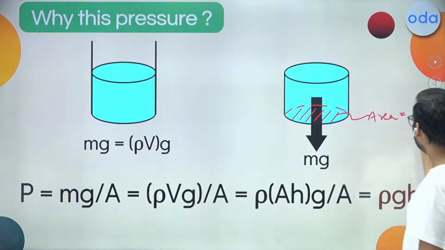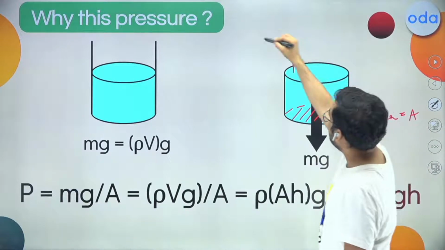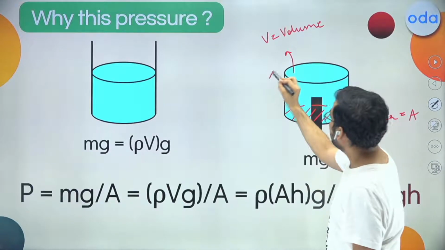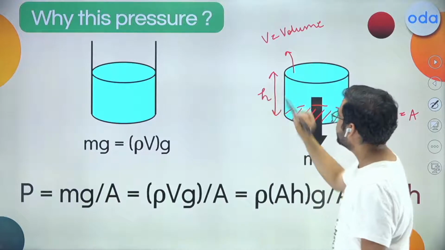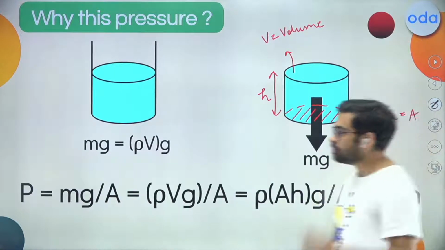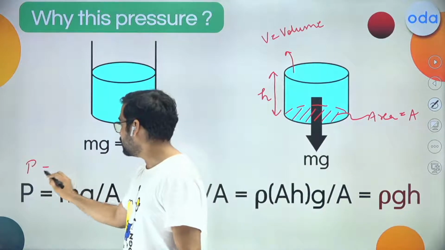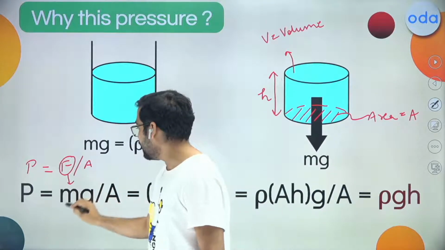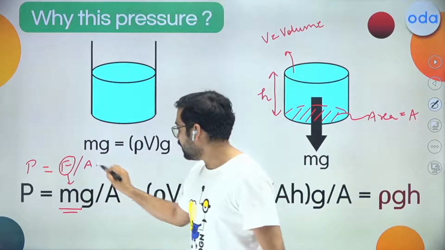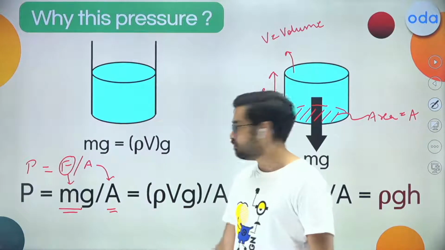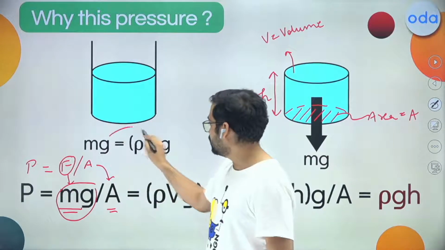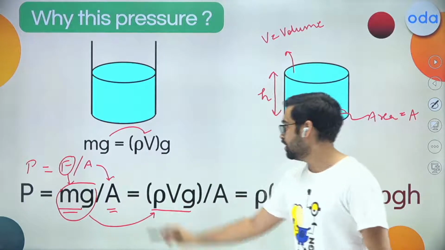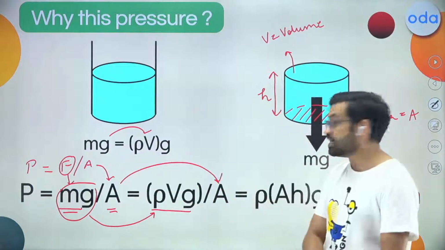This area I am writing down as A. I had already said that V over here is the volume, and let me assume that this height is H. So what exactly am I saying? If I say that pressure equals force per unit area, this force initially I write as mg, area I write as A itself. mg later on turned out to be rho Vg. So mg I'm putting as rho Vg, and area I'm putting as A itself.